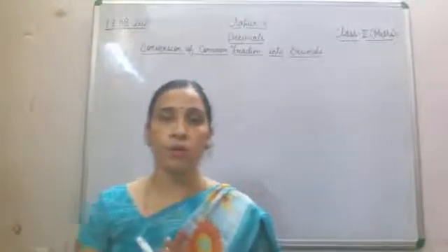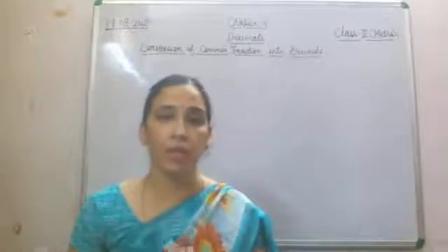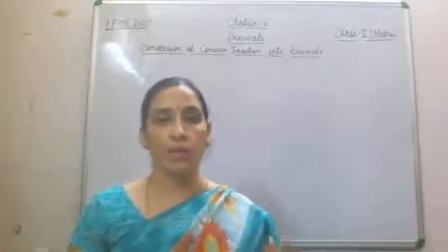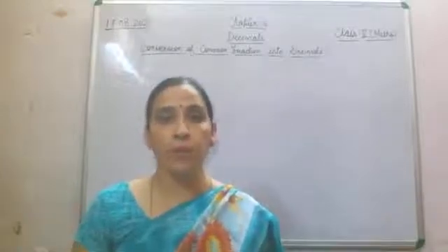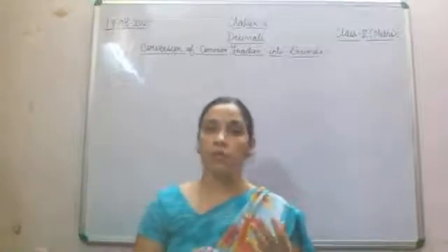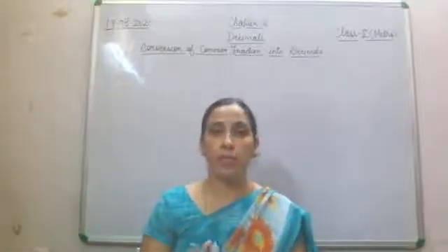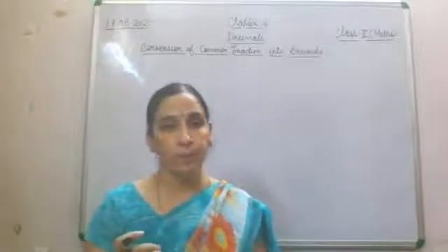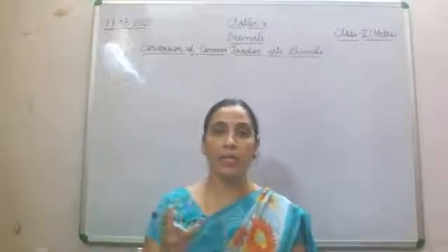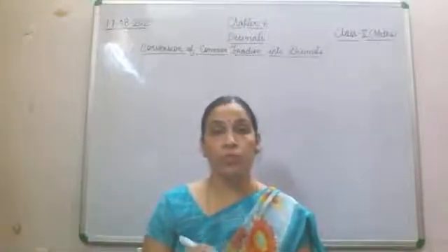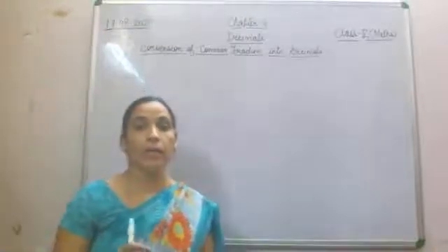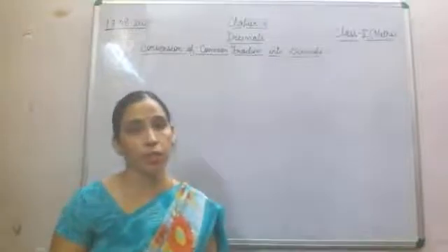Yesterday we did conversion of a decimal number into a common fraction. We were given a decimal number, then we removed the decimal point and divided that number by a denominator with as many zeros as we had decimal places. Today we have been given a common fraction and we have to convert that common fraction into decimal form.